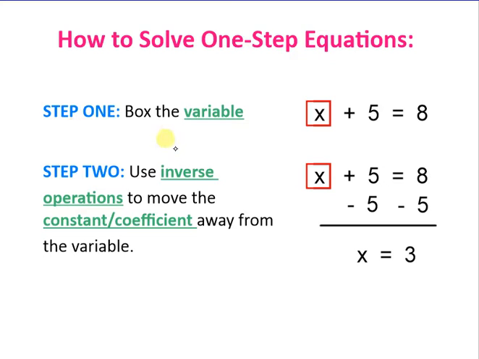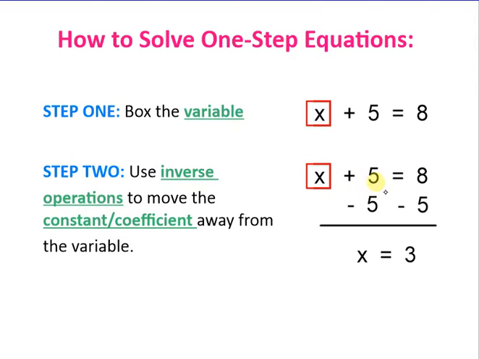All right, so step one with one-step equations, this is what your equation is going to look like, one form of it anyway: x plus 5 equals 8. The first thing I want you to do is find the variable and put a box around it, okay? Here's my x, and so I've boxed it. Then step two is you're going to use inverse operations to move the constant or the coefficient, depending on which one you have, away from the variable. In this case, I have a constant because it doesn't have a variable attached to it. So I have x plus 5 equals 8.